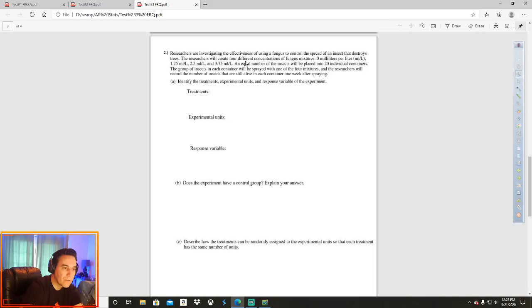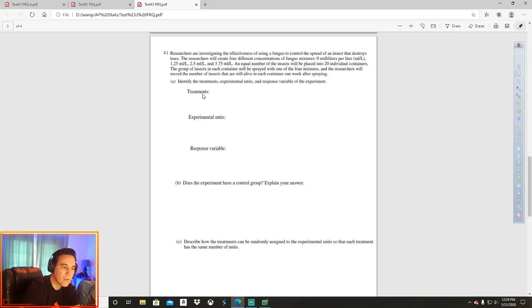So they have 4 different concentrations of fungus mixtures, the 0, 1.25, 2.5, and then they said they're going to put them in 20 containers. Equal number of insects will be placed in the 20 containers. The group of insects will be sprayed, 1 to 4 mixtures, and then they'll record the number of insects that are still alive after 1 week of spraying.